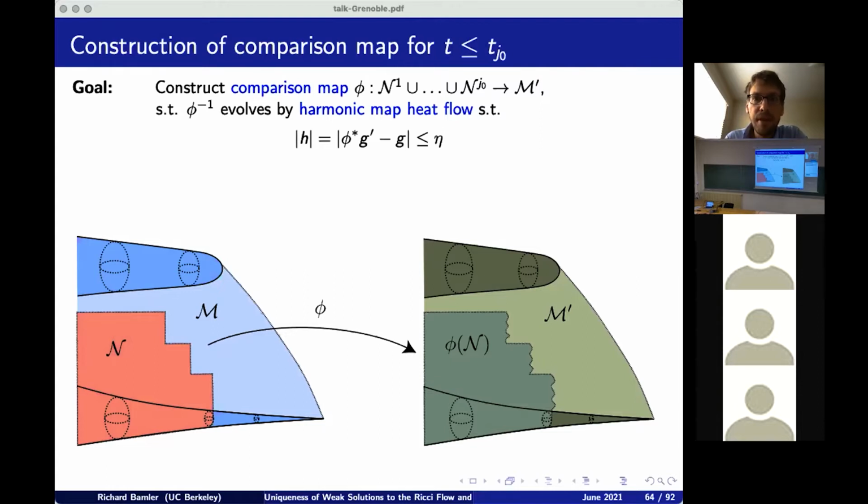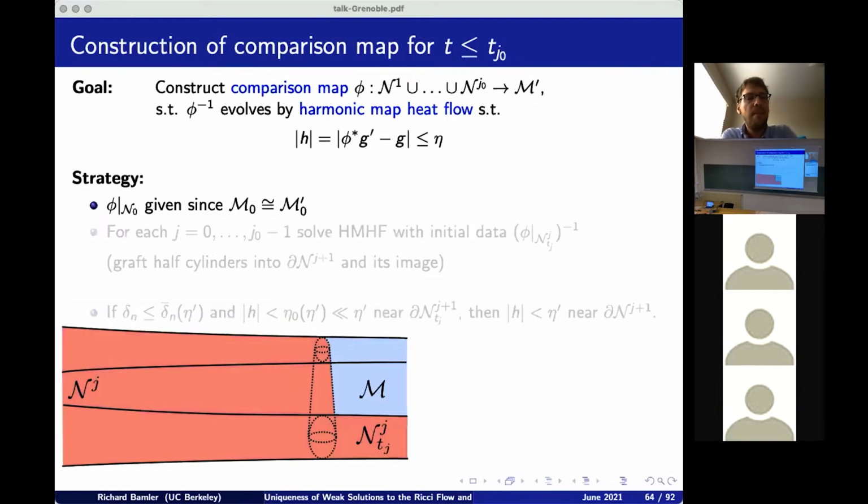Okay, and so here is roughly the strategy that we want to follow. Well, first of all, the map at time 0 is going to be given. So if this was the time 0 slice, then this map is just given by the isometry. Then in our first step, we will have to extend the map from time 0, from this N0, up until time t1. But now our comparison domain has a boundary.